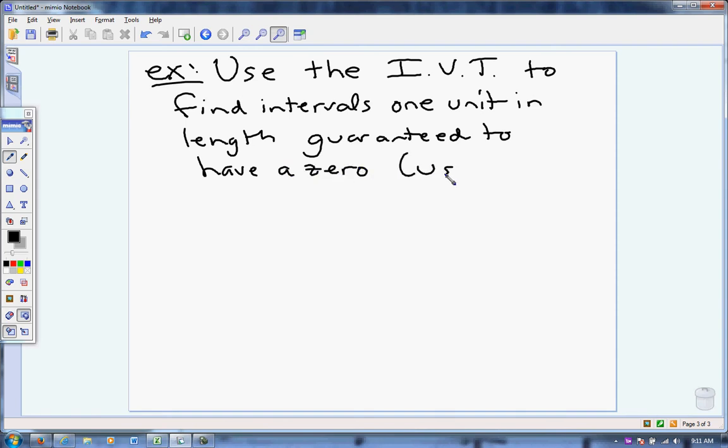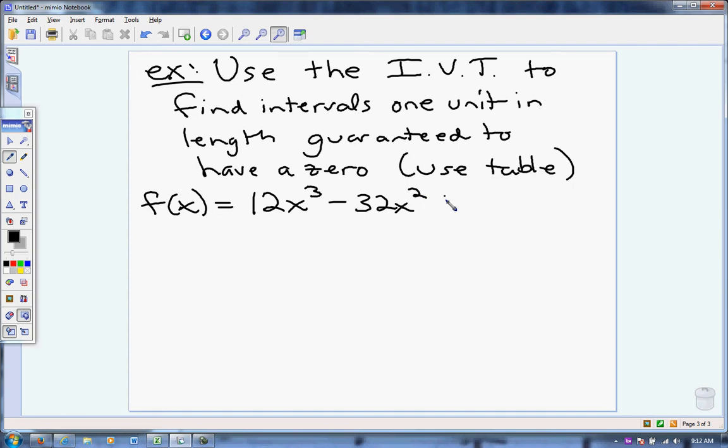And we're going to use the table of the graphing calculator. Okay? You're going to find this is not real hard in terms of the work we do on paper. It's going to be mostly analyzing it. So let's say that my function is 12x cubed minus 32x squared plus 3x plus 5. There's my function. What we're going to do first is put the function into our graphing calculator.